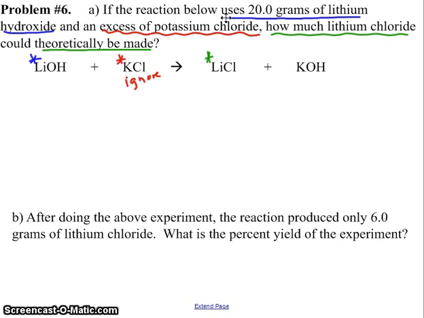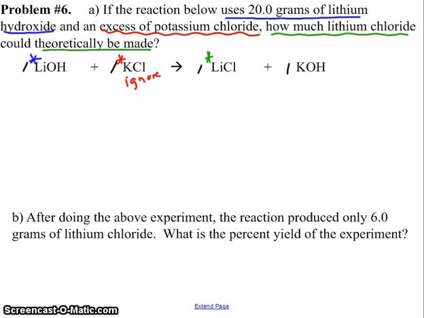So once you've identified what you're starting with, in this case the 20.0 grams of lithium hydroxide, and you've figured out what you're trying to get to, in this case how much lithium chloride could theoretically be made, now we can begin our work, double checking of course that our equation is balanced to begin with, because if you don't have a balanced equation you're not going to have the correct mole ratios to make this problem work. Fortunately this equation is already balanced for us, and we recognize that it is just a 1 to 1 to 1 to 1 ratio.